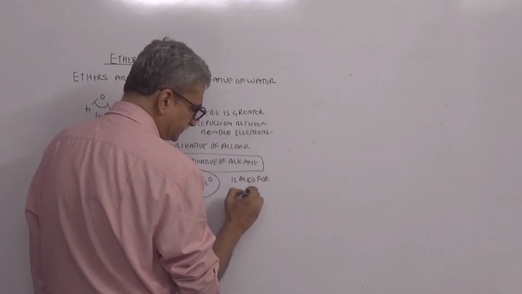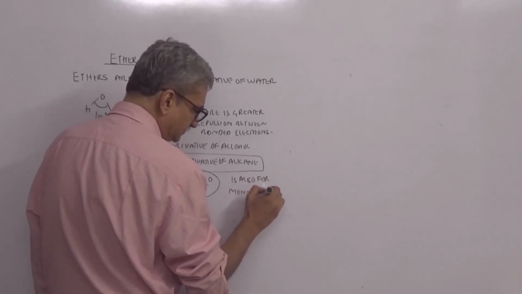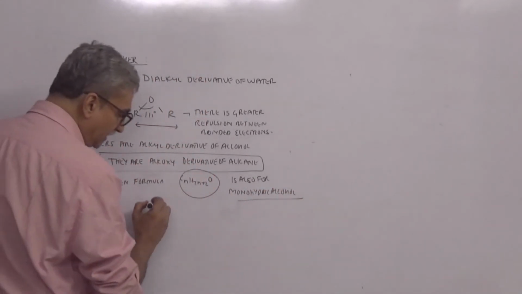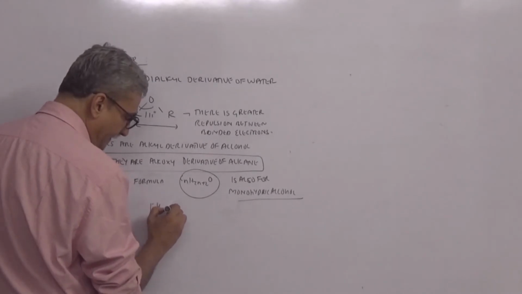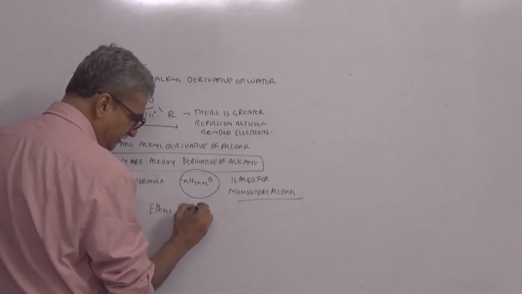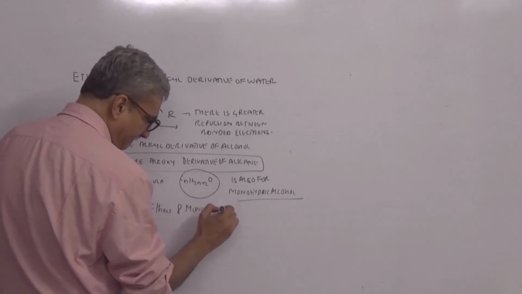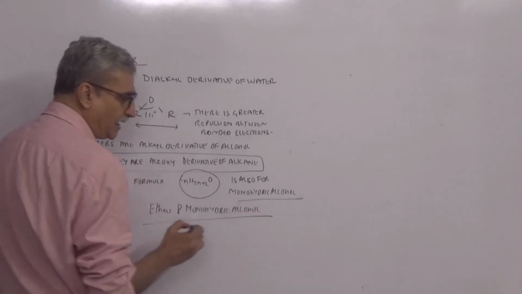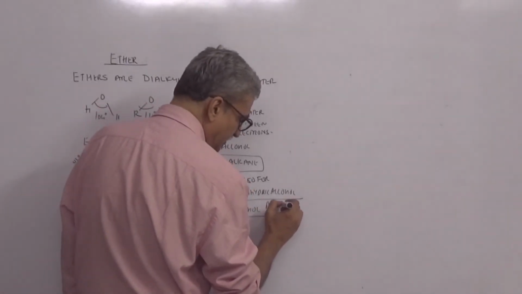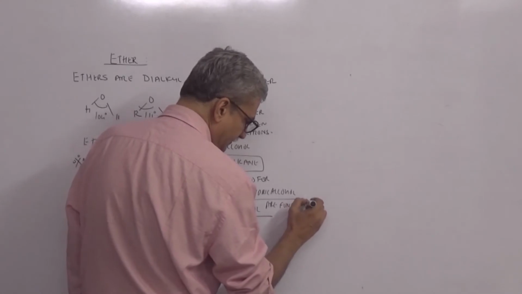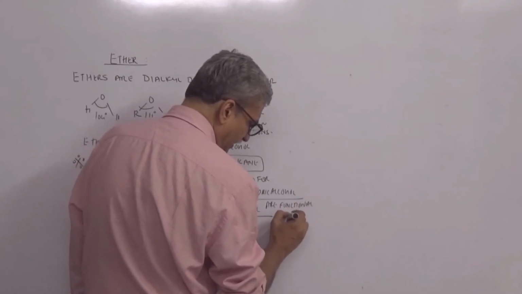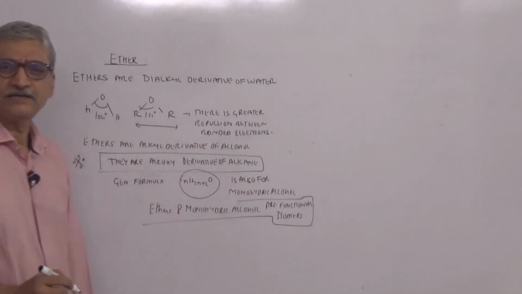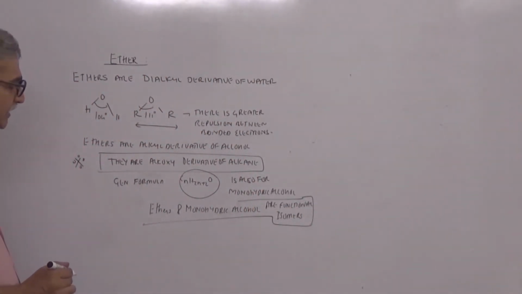Now this general formula CnH2n plus 2O is also for monohydric alcohol. So what is the entrance exam question that will come out of this? That ethers and monohydric alcohol are functional isomers. Is this point clear? They are functional isomers. Okay. तो ये हो गया अपना क्या?